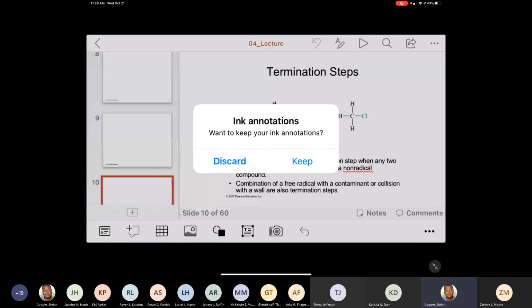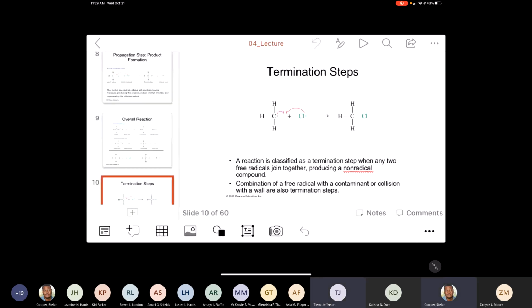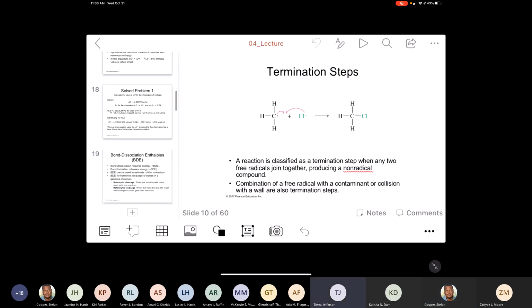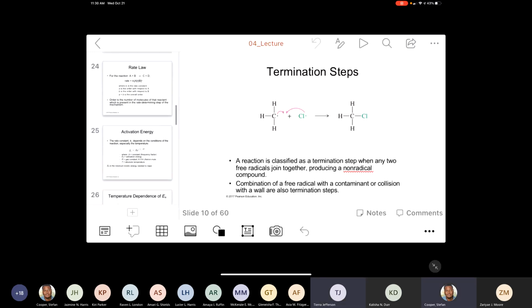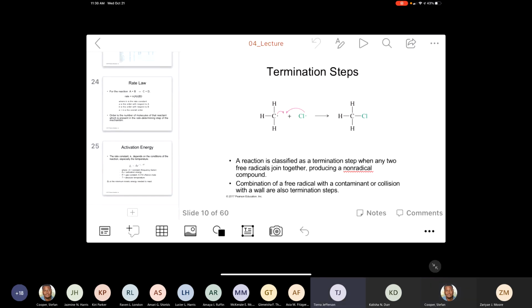Go ahead. So, in the propagation steps, if we were to initiate with bromine, would we do the same thing that we did with chlorine, like using the methane and stuff? Yep, that's right. Bromine is stored as a diatomic molecule, right? So bromine is typically Br2.